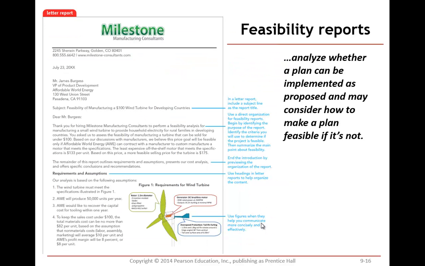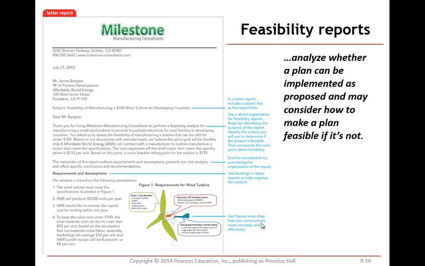accounts. Short, analytical reports such as feasibility reports can also be written in email, memo, or letter form. A feasibility report analyzes whether a plan can be implemented or proposed. It may also consider how to change the plan to make it more feasible. A feasibility report will always include the criteria that the decision makers can use to judge the proposal. The criteria may include cost, technical functionality, or potential for employees or the public to accept the proposal. Then, the report will evaluate the proposal based upon those criteria.